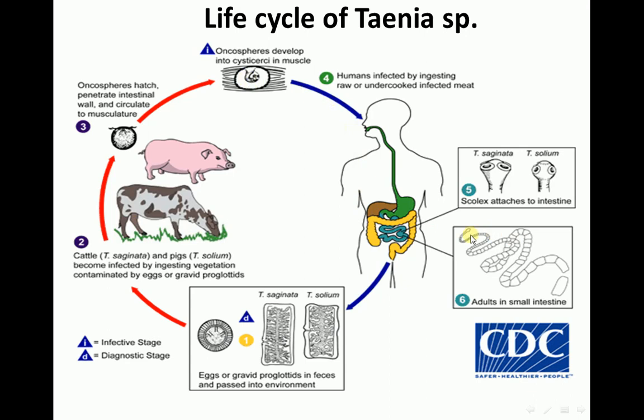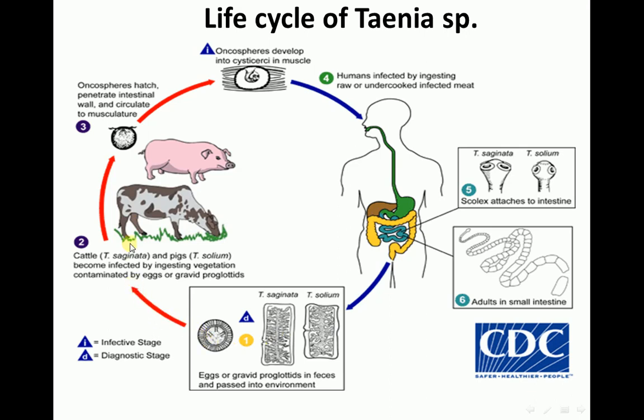In the intestine, it attaches to the mucosa of the small intestine and forms the segments of the worm. Diagnosis is by presence of either gravid proglottids or eggs in the stool. These gravid segments or ova are ingested by the intermediate host.